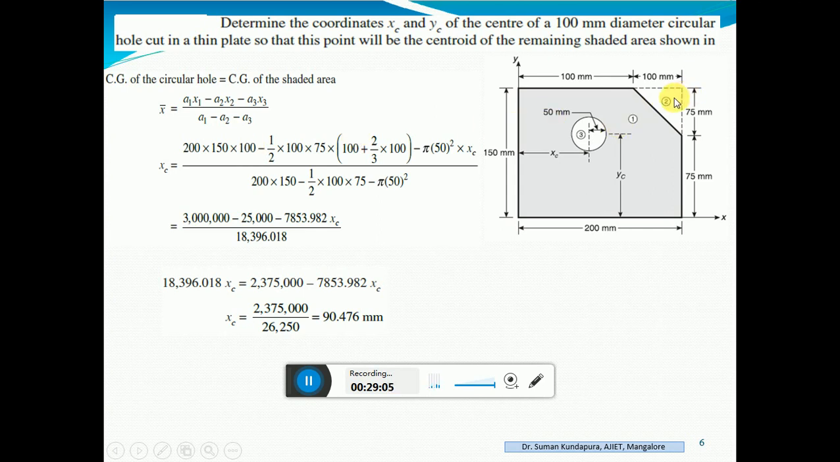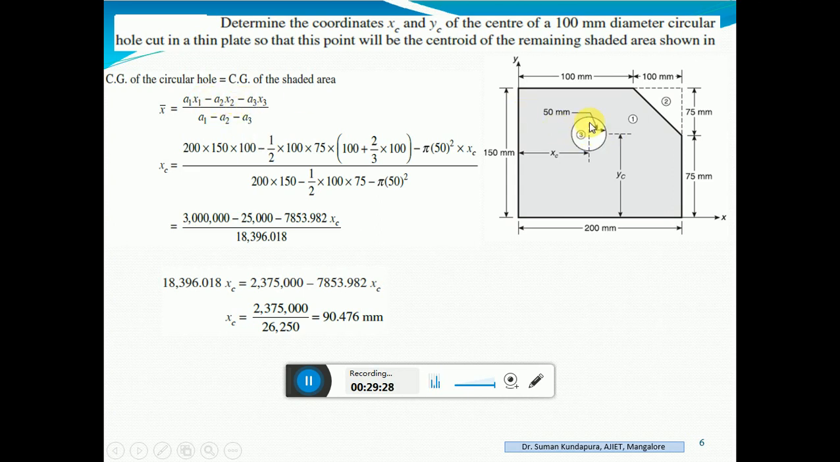Cutout portion is this triangle. So I will put it as minus half into base into height into the moment distance, which is this 100 plus 2/3 of 100. So cutout portion, so a minus sign will appear here.